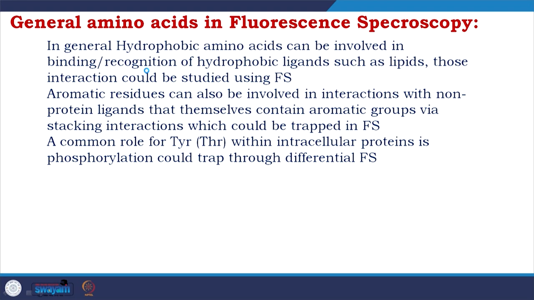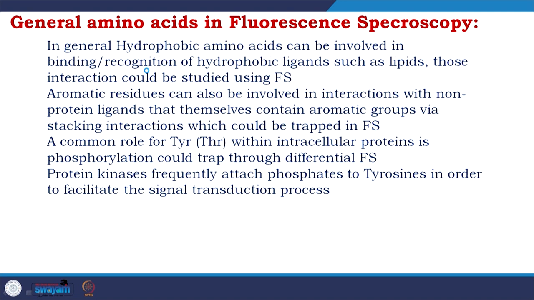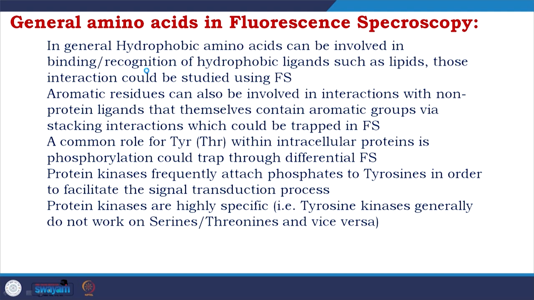A common role of tyrosine within intracellular proteins is phosphorylation, which could be tracked through differential fluorescence spectra. Protein kinases frequently attach phosphates to tyrosines in order to facilitate the signal transduction process. Protein kinases are highly specific. Tyrosine kinases generally do not work on serine and threonine and vice versa. So, this could be tracked.